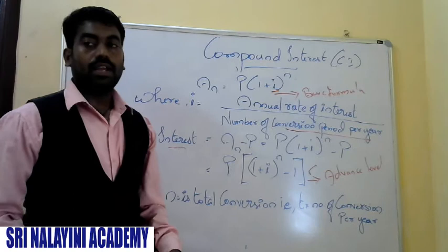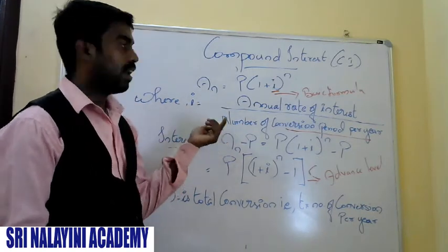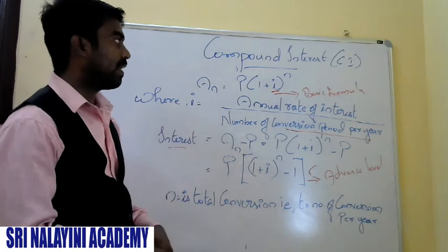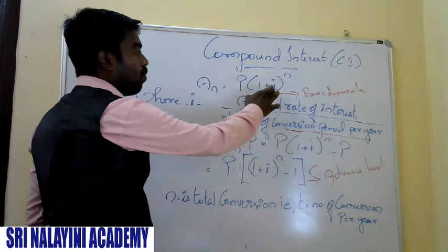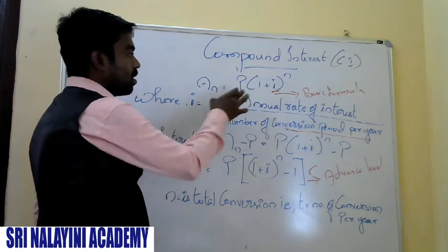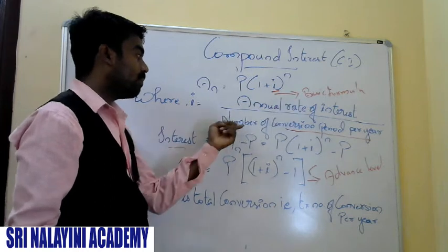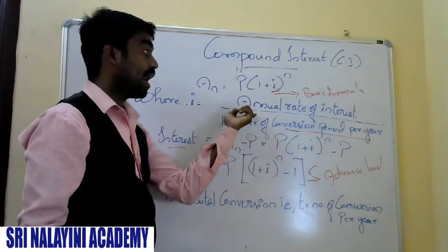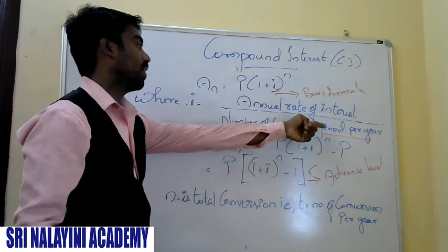My dear friends, in the earlier session I gave the basic formula, and now I am going to discuss the advanced formula of compound interest. AN is equal to P(1 plus I). And what is I? I is the rate per period, which we calculate as the annual rate of interest divided by the number of conversion periods per year.